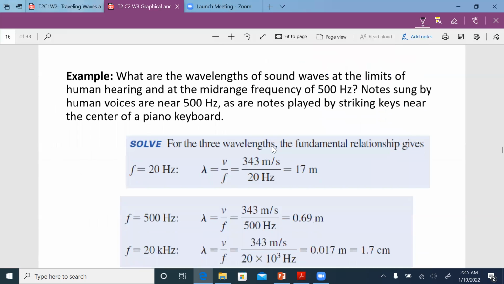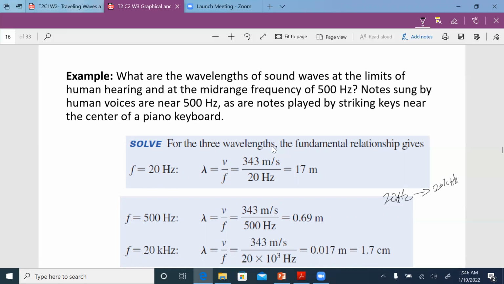Let's take an example. What are the wavelengths of sound waves at the limit of human hearing? The limit is 20 hertz to 20 kilohertz. That's the range. If the question does not specify the values and only gives the range, we have to use the figures within that range.